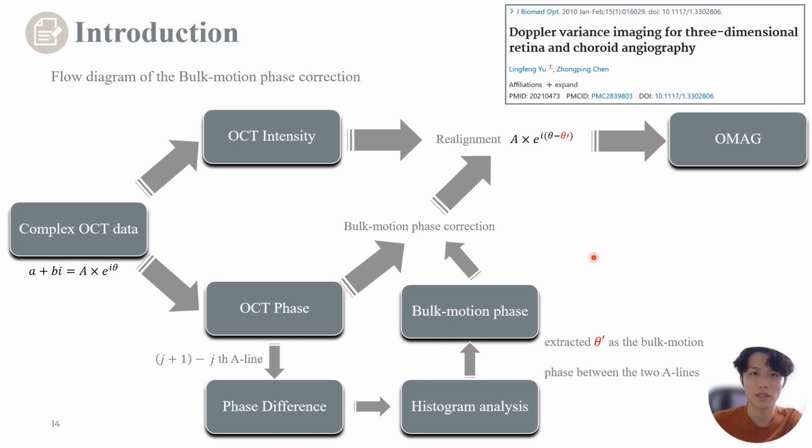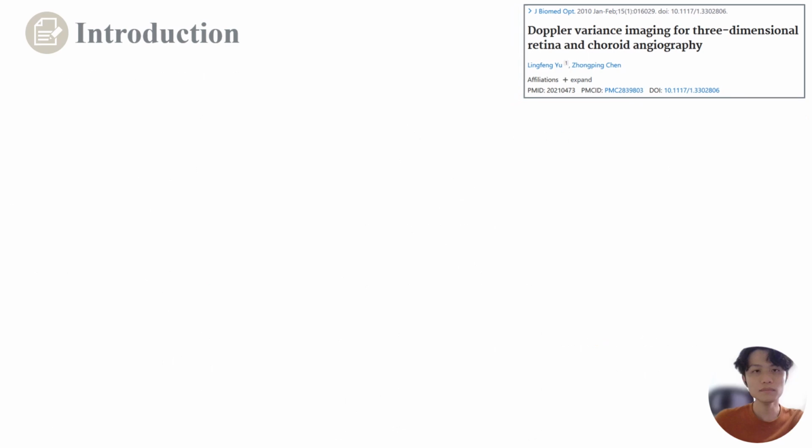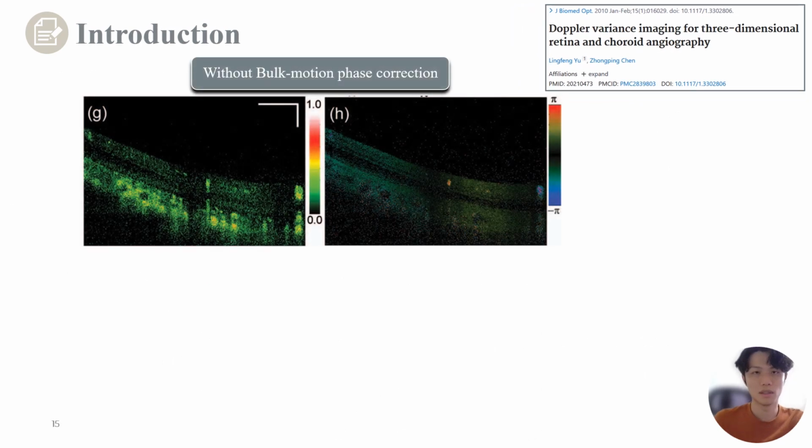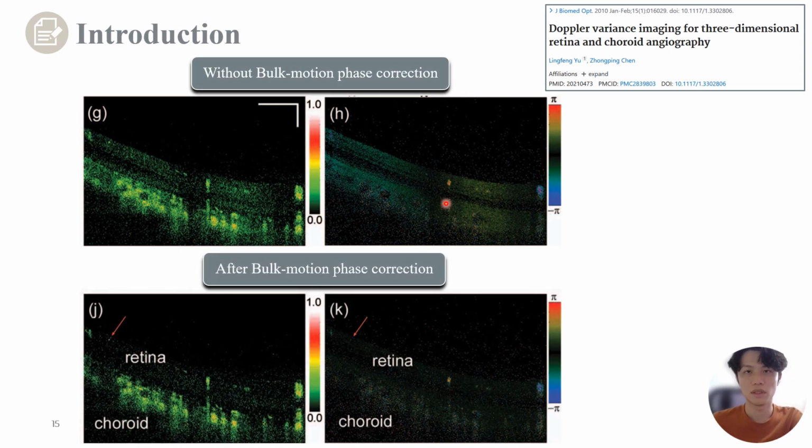And finally, the last step is to correct the theta of the initial data A times exponential i times theta by the bulk motion phase theta plot, and then obtain the blood vessels imaged by the OMAG method. And from the picture below, it can be found that the bulk motion phase correction method based on histogram analysis mentioned in the paper can remove the bulk motion quite effectively.